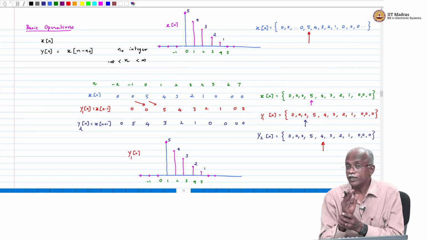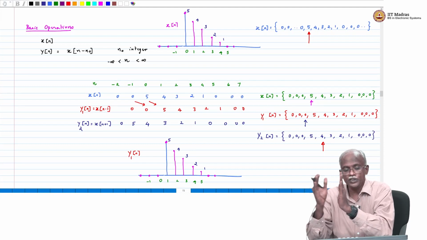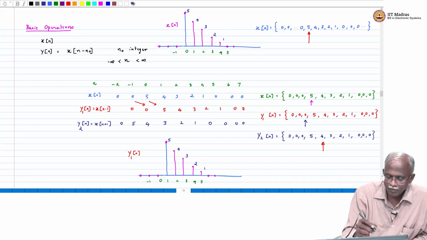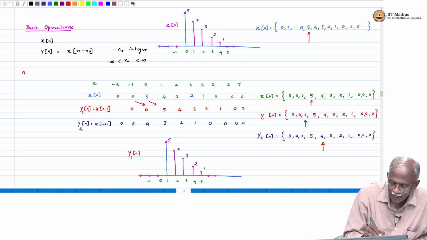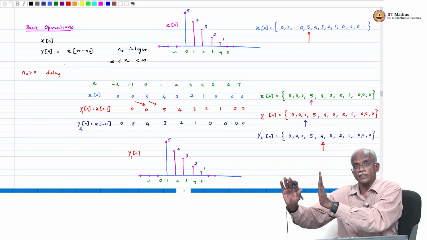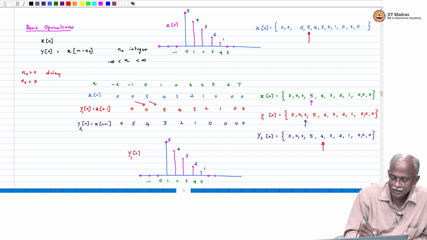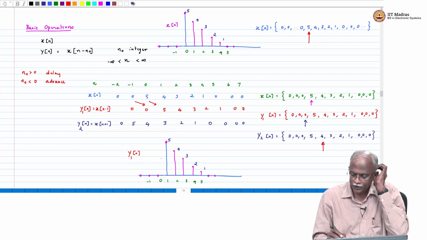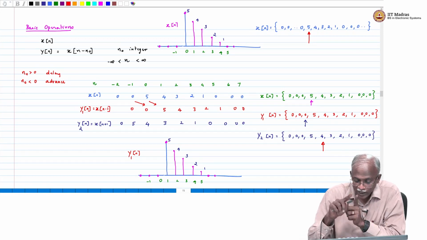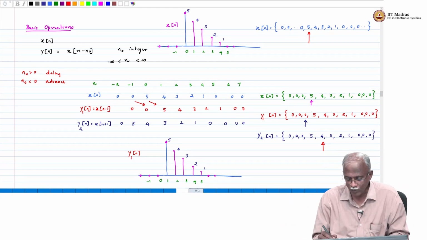Then we looked at the basic operation of shifting. Shifting means that you're moving your time axis, and here maybe we can even go ahead and say if n naught is greater than 0, then we call it a delay. Why? Because the signal moves to the right, the signal occurs later in time. On the other hand, if n naught is less than 0, we call it an advance. So, basically when you say y of n is equal to x of n plus 1, that means you have advanced the signal by 1 unit of time, and n minus 1 is delayed by 1 unit of time.